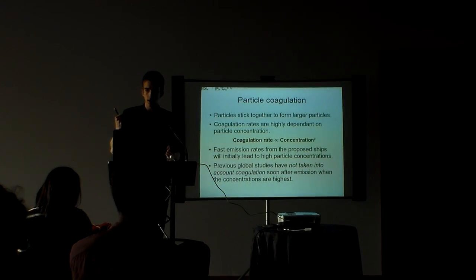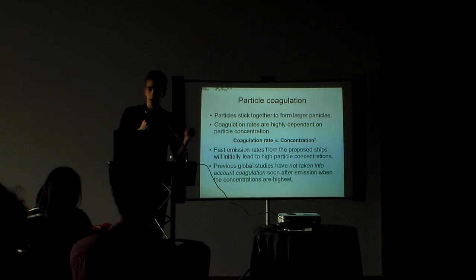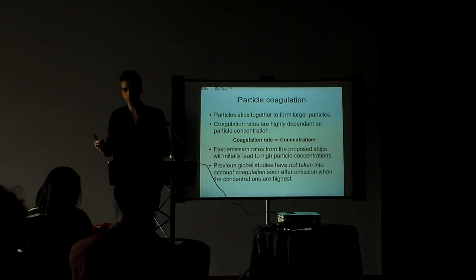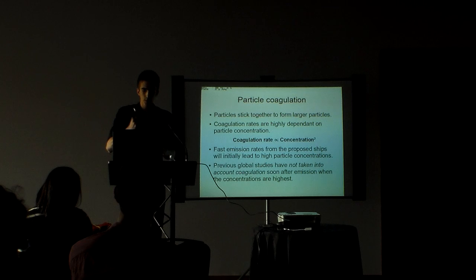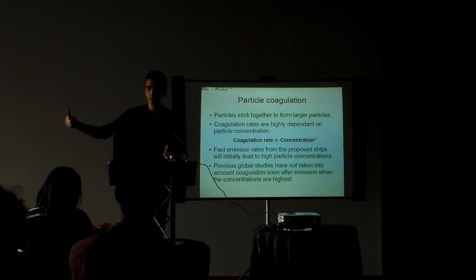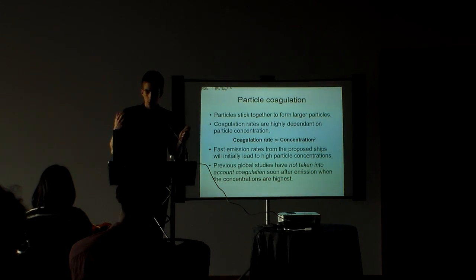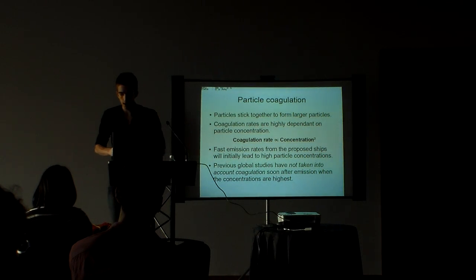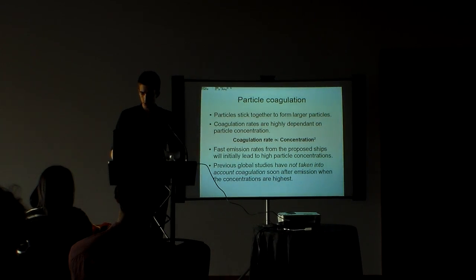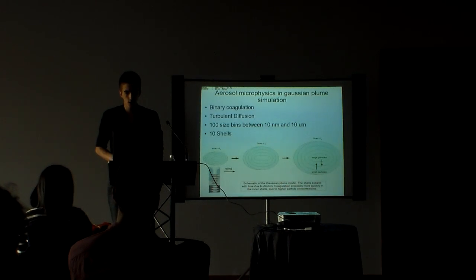So you have two particles in a box, they can each collide with one another. If you double the number of particles in that box, not only does each particle have twice as many other particles to collide with, but there are now twice as many particles to collide with each other. So with these proposed ships, there are going to be very, very large particle concentrations in there, and we're probably going to see large amounts of particle coagulation.